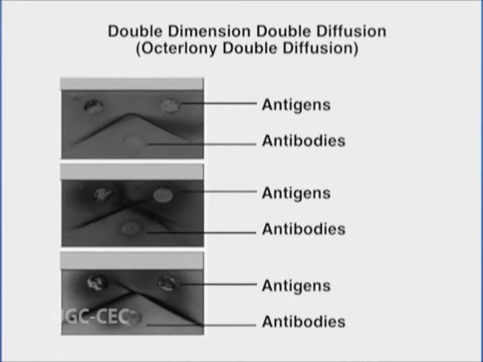The line of precipitation may merge or cross each other or form a spur. The pattern depends upon the relative nature of the antigens. If the two antigens placed in nearby wells are completely identical, the lines of precipitation will merge and the pattern is known as pattern of identity.